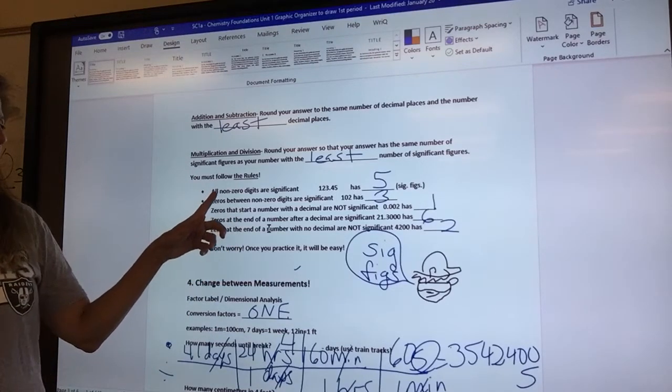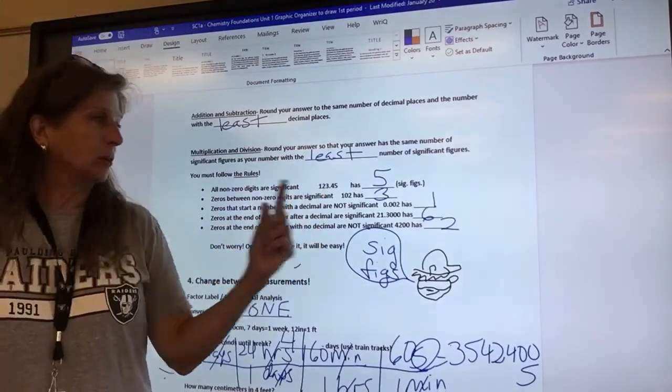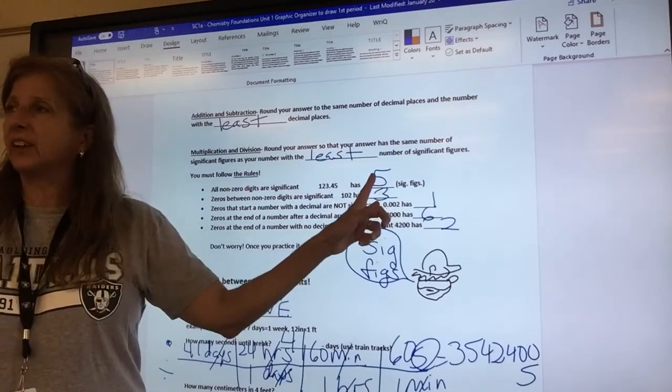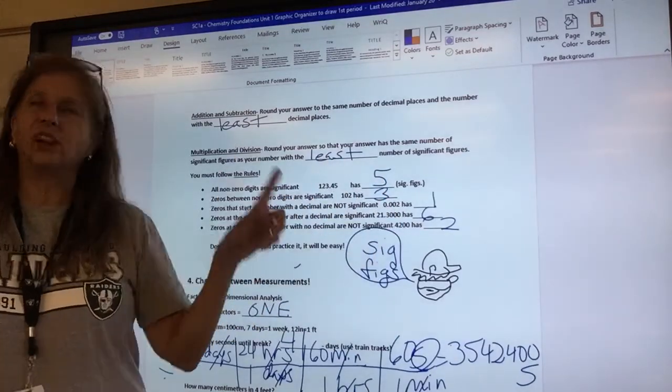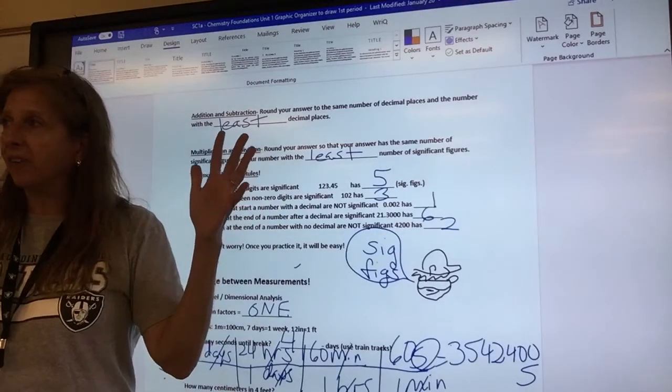The first rule is all non-zero digits are significant. So if I have this number, 123.45, it has 5 significant figures because it has 5 non-zero numbers. How are we feeling? Okay so far.